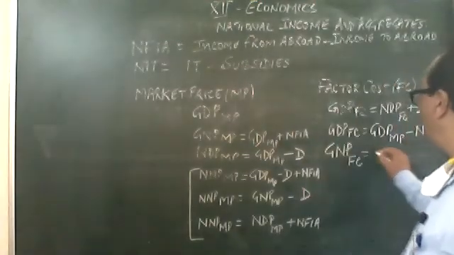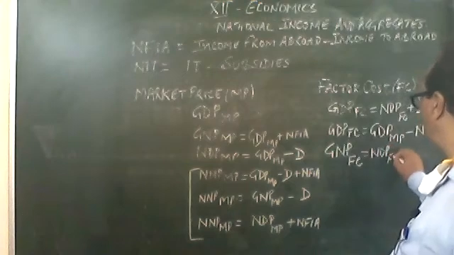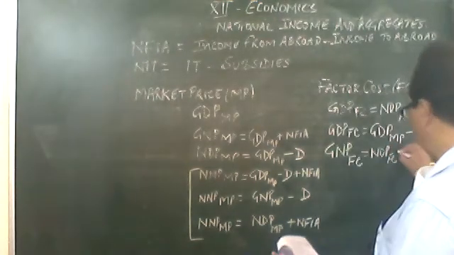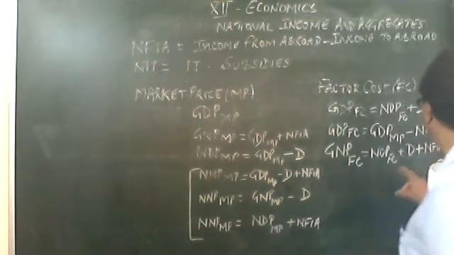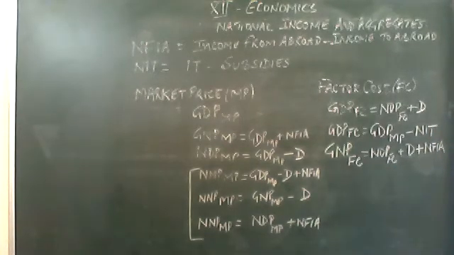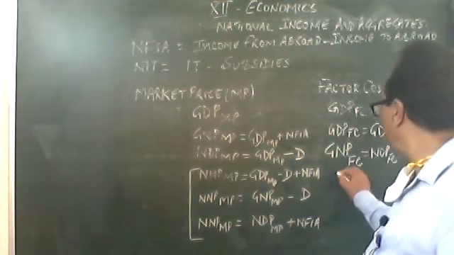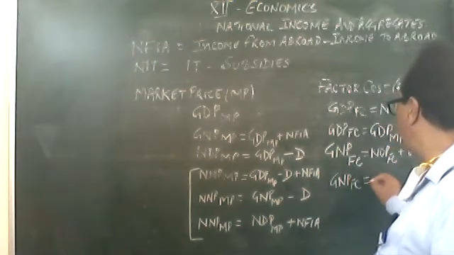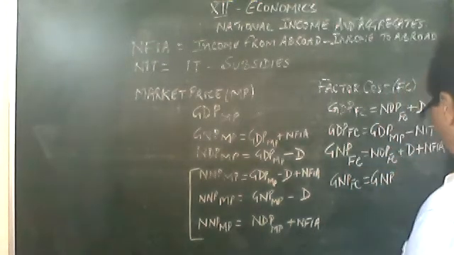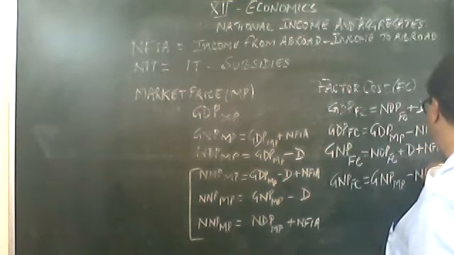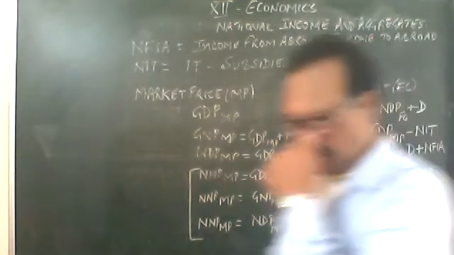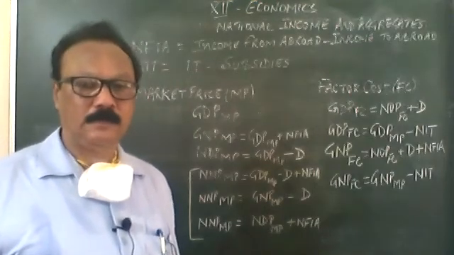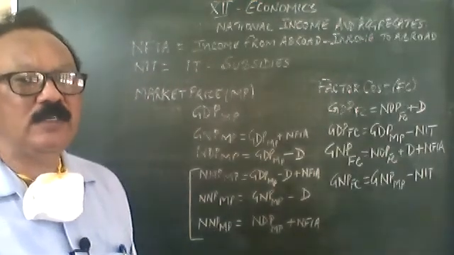So here NDP factor cost, that is domestic income, plus depreciation plus net factor income from abroad, NFIA. NDP factor cost plus depreciation plus NFIA. And if GNP factor cost is calculated from GNP market price, it will be calculated by minusing net indirect taxes. So we are done with GDP factor cost and GNP factor cost.